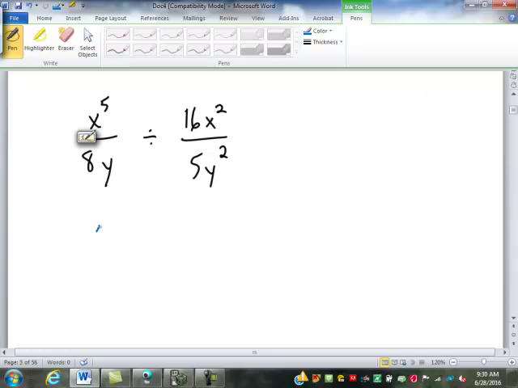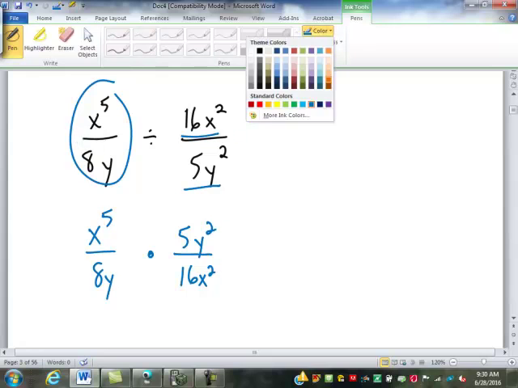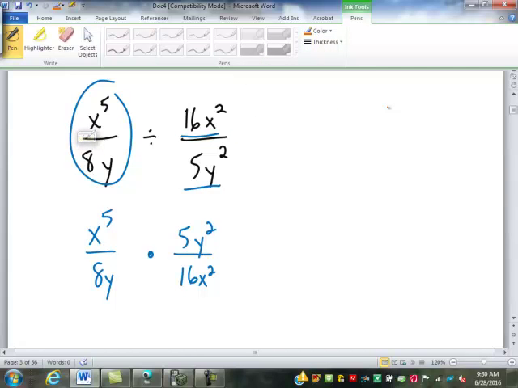So the x to the fifth over 8y does not change. This first one stays exactly like it is. Now my division becomes multiplication, and the second fraction just gets flipped over. What goes on top? 5y squared, whatever was on the bottom, and on the bottom 16x squared, whatever was on top. And now this problem is exactly like the ones we were just doing.